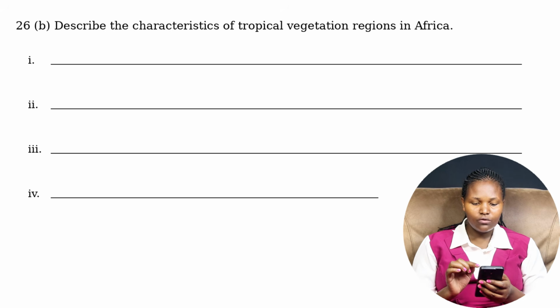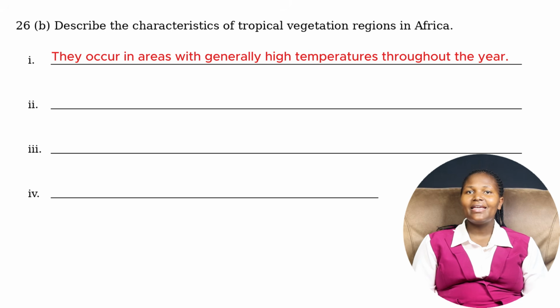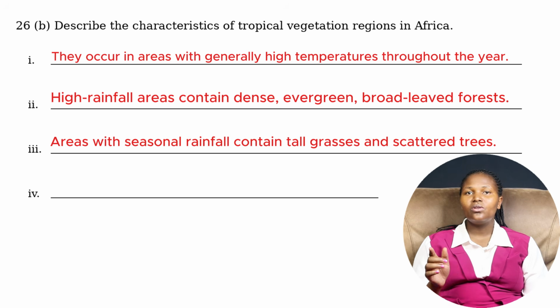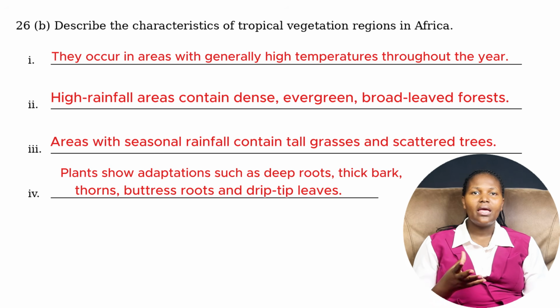Describe the characteristics of tropical vegetation regions in Africa. Characteristics of tropical vegetations. 1. They occur in areas with generally high temperatures throughout the year. And again, high rainfall areas contain dense evergreen broad-leaved forests. Another thing, areas with seasonal rainfall contain tall grasses and scattered trees. And you may also say that plants show adaptations such as deep roots, thick barks, thorns, and they may also have drip tip leaves. So you can talk about those adaptations.